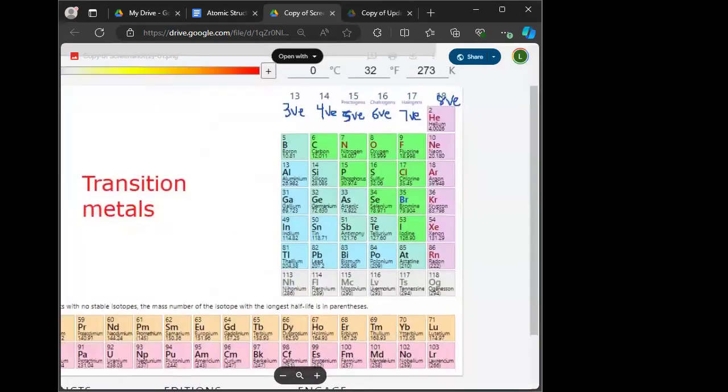And then the pattern picks up in group 13, which is also sometimes labeled as 3A. And that will have 3 valence electrons. Everyone in group 14 has 4 valence electrons. Group 15 has 5, group 16 has 6, 17 has 7, and then 18 has 8.